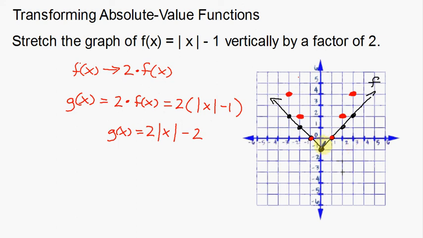This one down here, our vertex, has a y-coordinate of negative 1. Negative 1 times 2 is negative 2. Notice here, negative 2 for your y-intercept. In slope-intercept form, negative 2 right there. That's not a coincidence; that happens on purpose. So my vertex is now down here. Now I'm going to connect all my red dots to create my V shape, trying to get some straight lines in there. And that is my new function, g. Everything has been stretched vertically by a factor of 2. So that's what the function is going to look like.